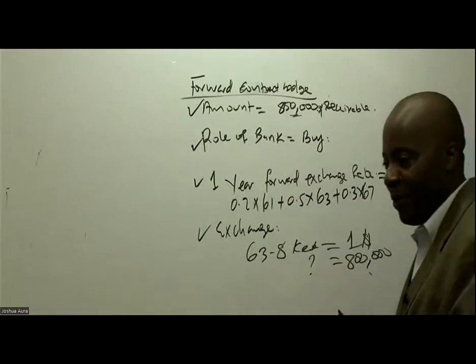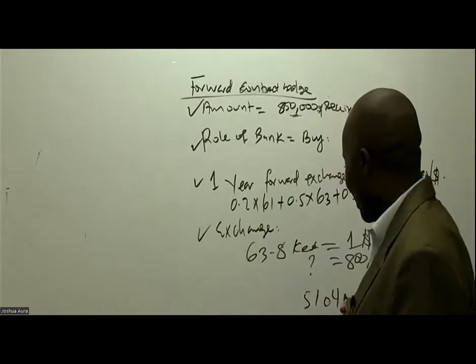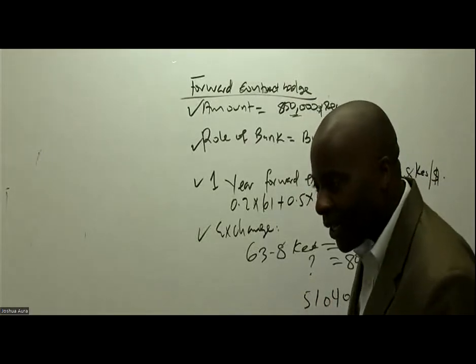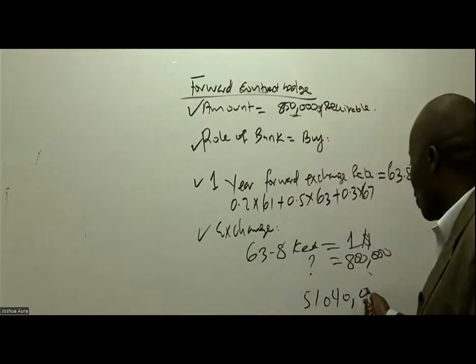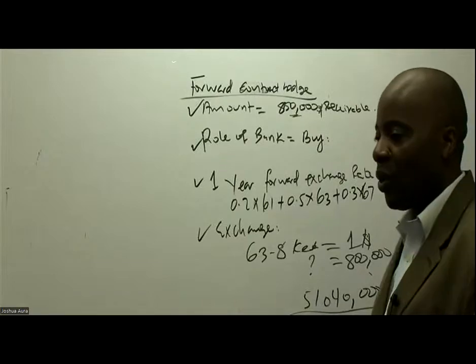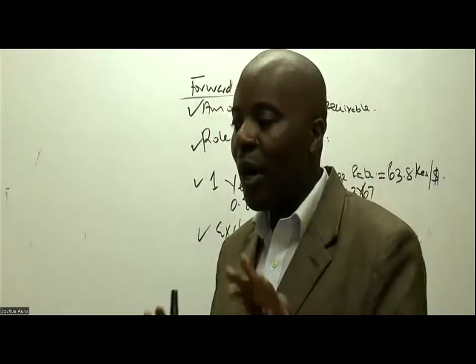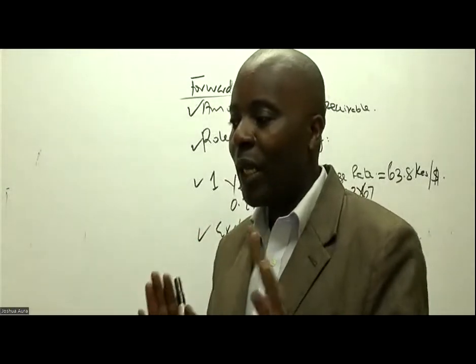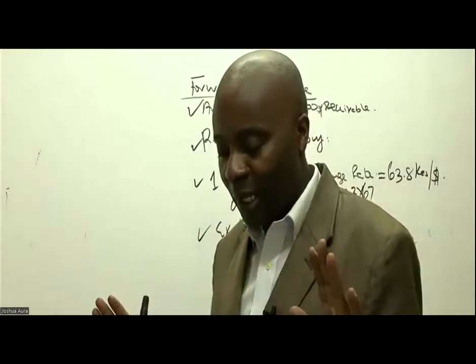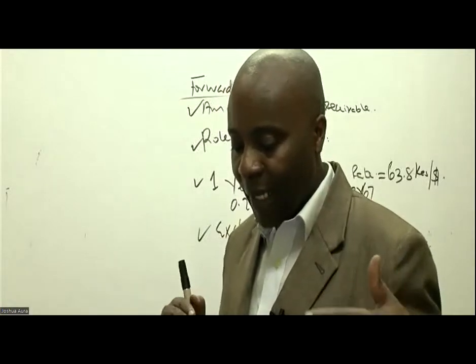Itaingiwa hii hesabu mmepata hapo, which is 5104. 40,000, yes. The only thing you guys never said is that these are Kenya shillings. Many students don't even start working on this question. But I have now done the first one, which is the forward market hedge.